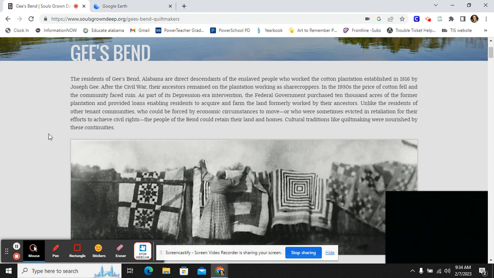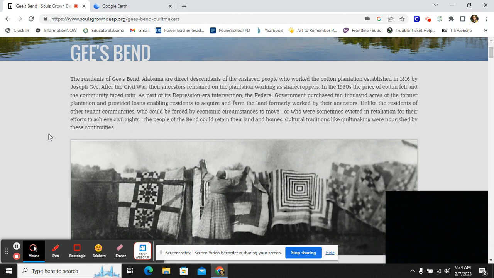All right, so here we go. The residents of Gee's Bend, Alabama, are direct descendants of the enslaved people who worked the cotton plantation established in 1816 by Joseph Gee. After the Civil War, their ancestors remained on the plantation working as sharecroppers. In the 1930s, the price of cotton fell and the community faced ruin. As part of its Depression era intervention, the federal government purchased 10,000 acres of the former plantation and provided loans enabling residents to gain the farm and the land formerly worked by their ancestors.